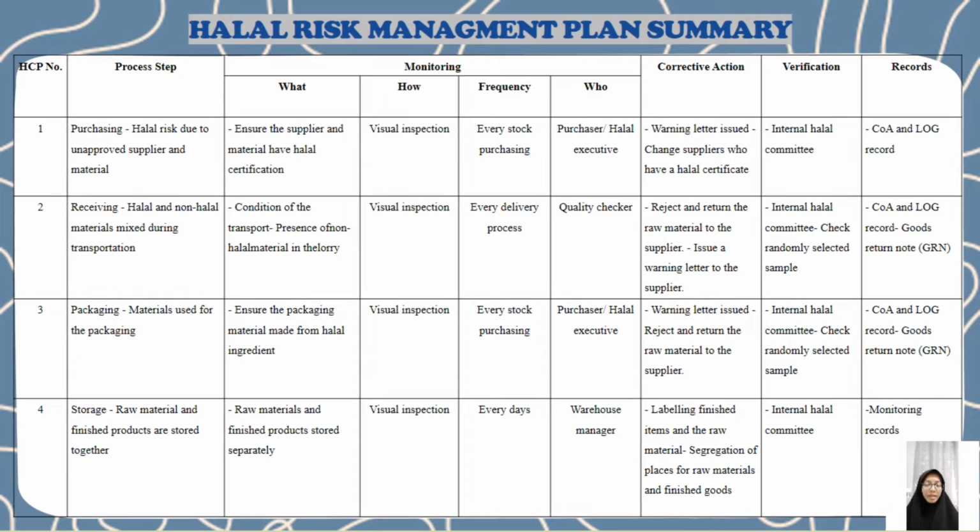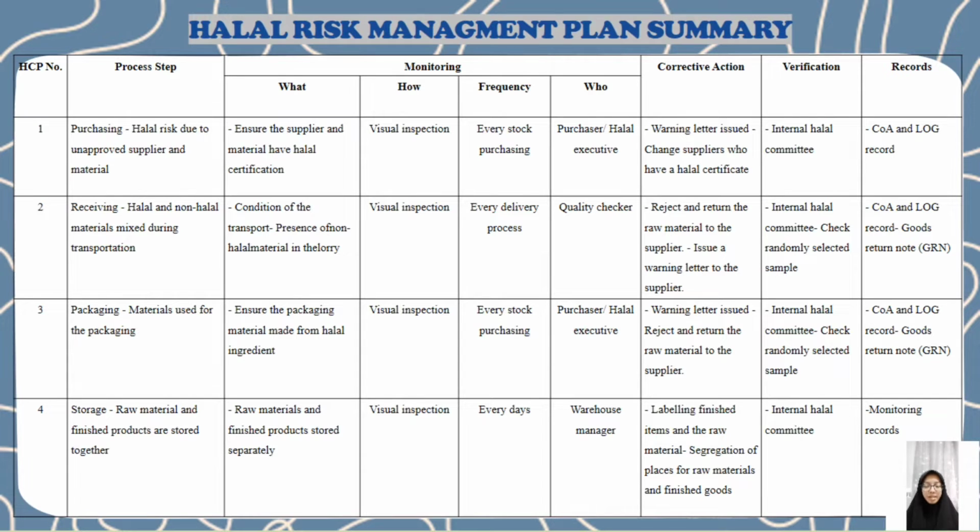The next HCP is during the packaging process. The purchaser or halal executive must ensure the packaging material is made from halal ingredients. For this step, the corrective action that can be taken is to reject and return the raw material to the supplier and issue a warning letter to the supplier.